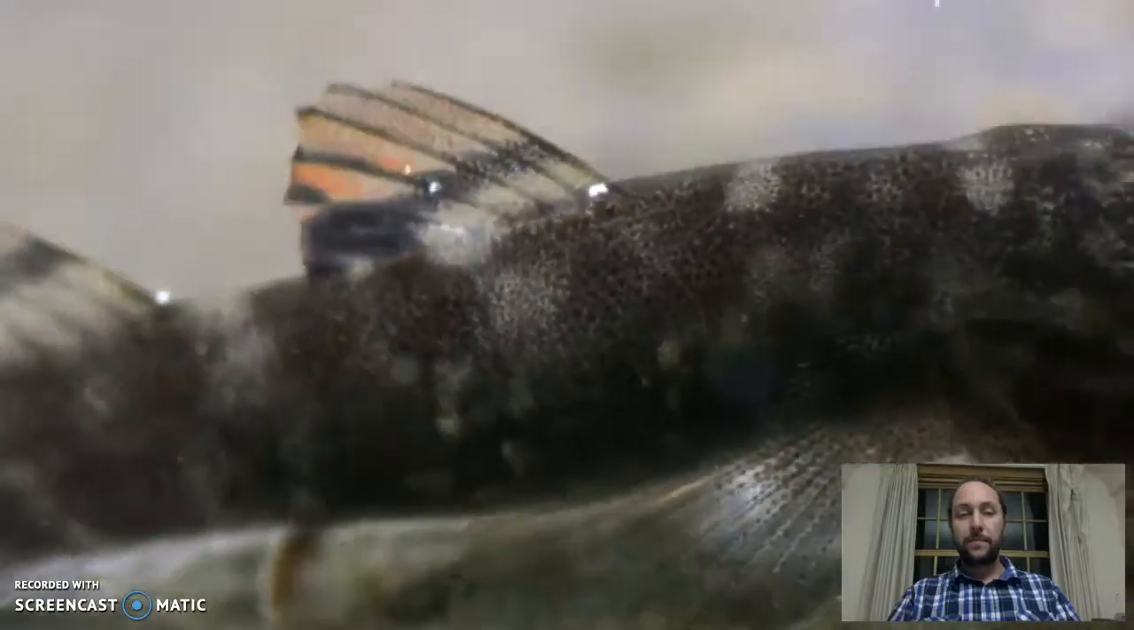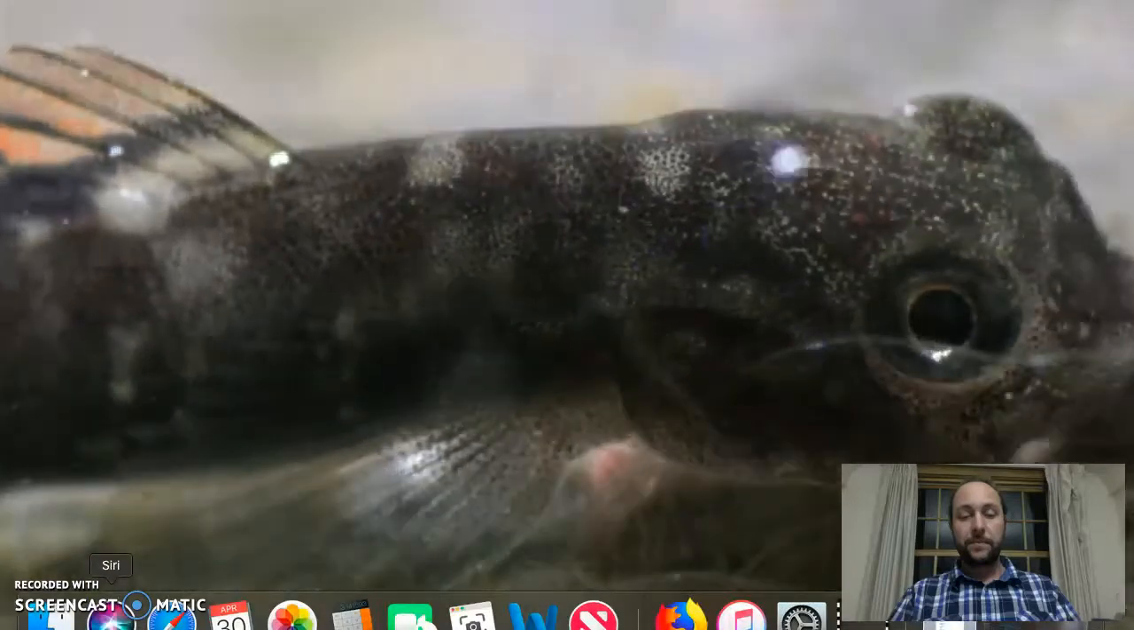Where the gobies can feed and grow and breed in peace.